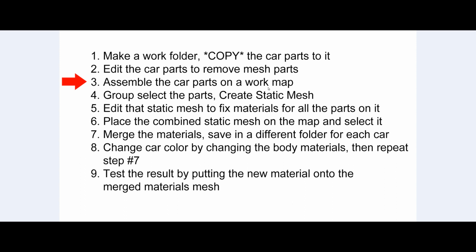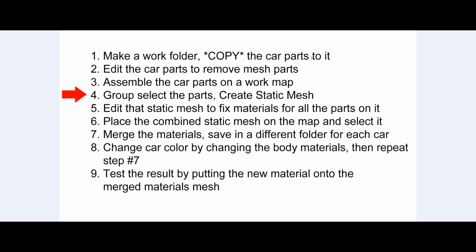Then step 3, if again you have the parts individually, you assemble the parts on the work map and line them up. In the case of the city cars, they align naturally just by putting them all to 0, which is nice. This process will work for other assets that might have a similar multi-part vehicle or whatever, but the primary goal here is with the city cars project and those cars. Then you're going to group select all of the parts and create a new static mesh.